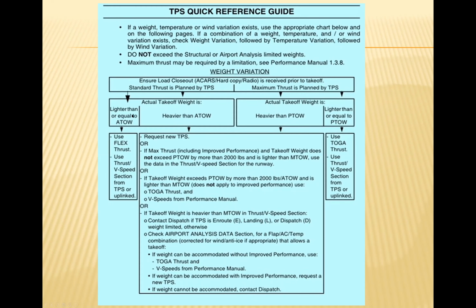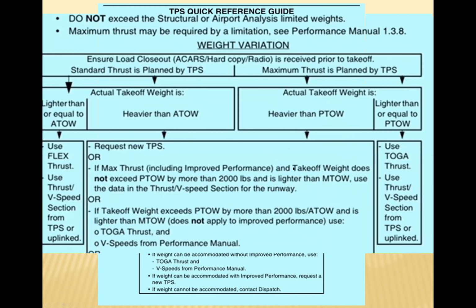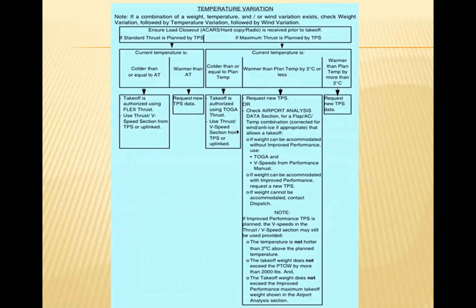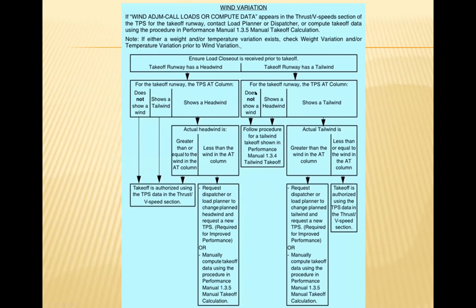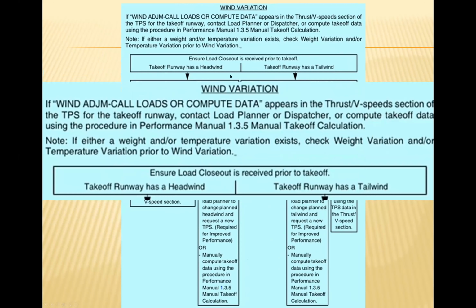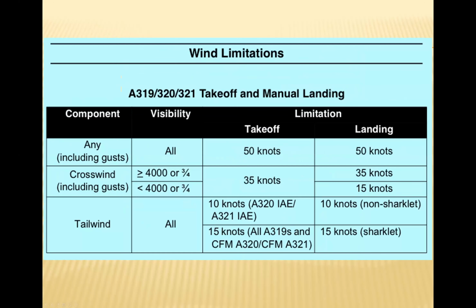Lighter than or equal to, which is going to happen pretty much every day, unless someone makes a mistake, you use flex thrust. Okay, and then this is just a zoom in. Temp variation, I won't go into too much more of what he talks about. Basically, this is a real live airline decision matrix that you're gonna have to follow every day. Wind variation has another decision matrix. When you're pushing the limits every day, say in an A321, especially with a short runway, there's a lot of decisions to be made.